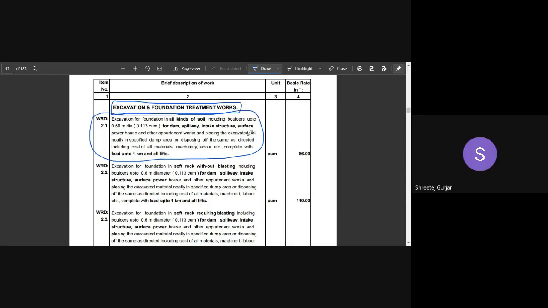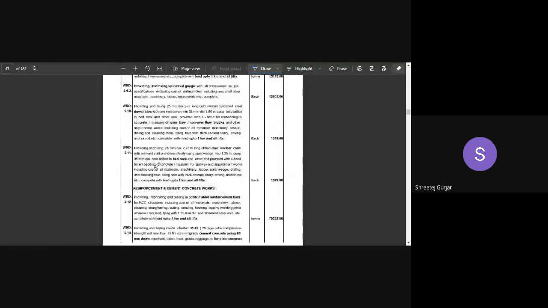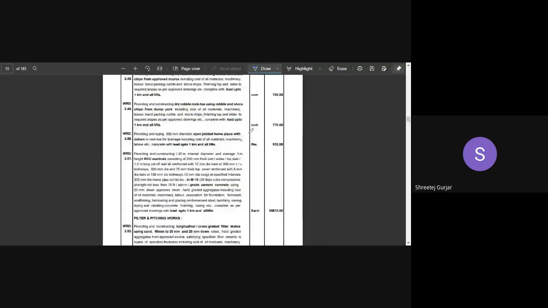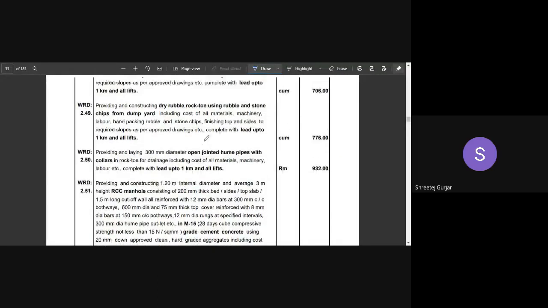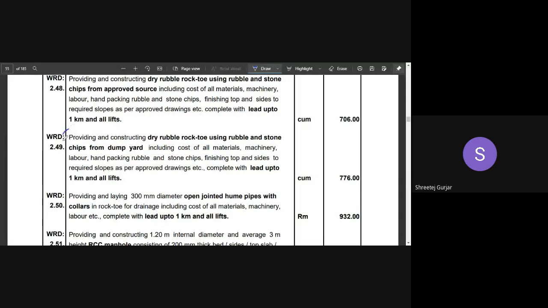This is just a brief specification, a brief description of work. And you have to mention the unit in which it has to be measured and the basic rate. So this is for excavation. They will give you all the things that are required, for all types of construction work: the brief specification, the measurement unit, and their rate.